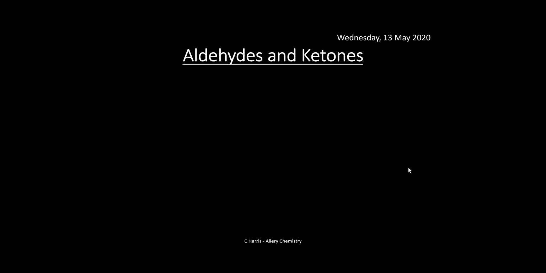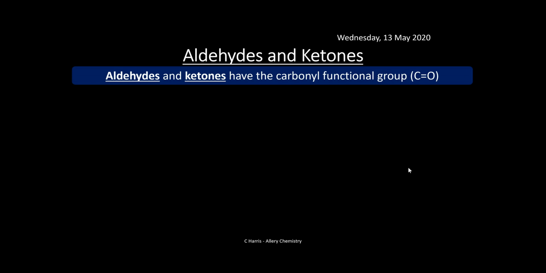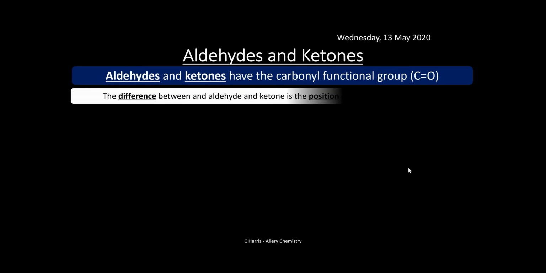Okay, so let's look at aldehydes and ketones. So this was the other area that we need to look at. So one of them was chirality. That was the first bit of the topic. The other bit is the carbonyl group, and the last bit is carboxylic acids. So let's look at aldehydes and ketones first. So aldehydes and ketones have a carbonyl functional group, which is that C double bond O. Okay, so that's pretty standard.